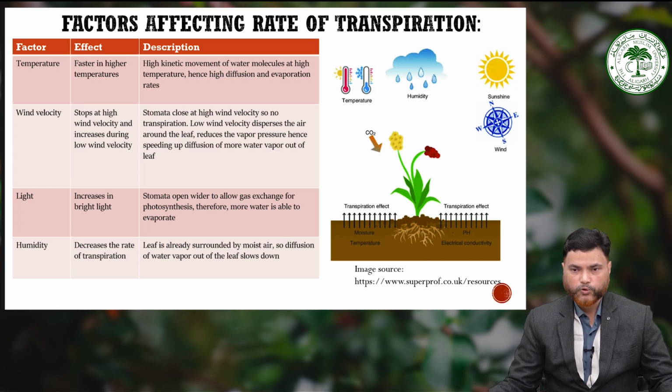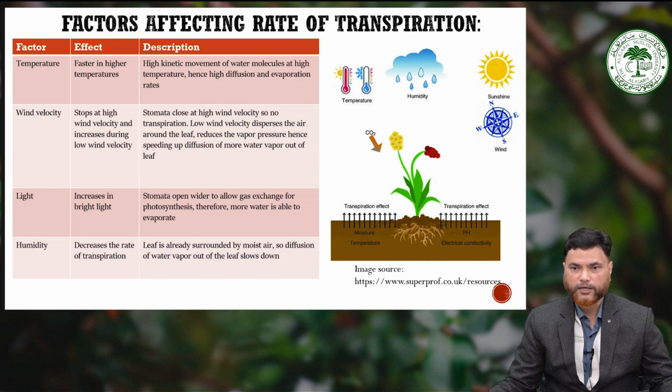As I mentioned earlier, the more the difference in water pressure, the higher the rate of transpiration. So an increase in temperature increases the kinetic movement of water molecules. Therefore, the difference in vapor pressure of the leaf and the outside atmosphere also increases. Hence, the transpiration rate is faster. But if a plant faces a temperature rise above 35 degrees C, generally stomata close. How? If stomata close, transpiration won't take place, therefore the rate of transpiration decreases beyond a certain temperature.